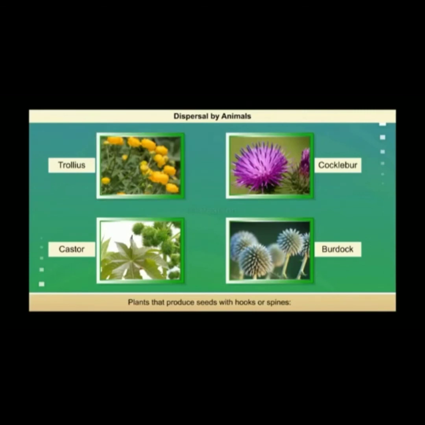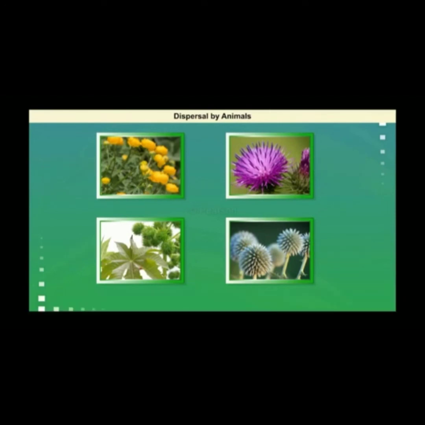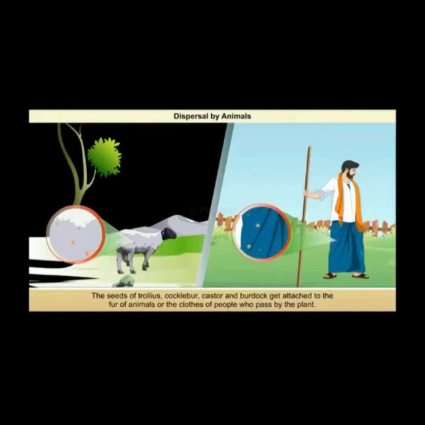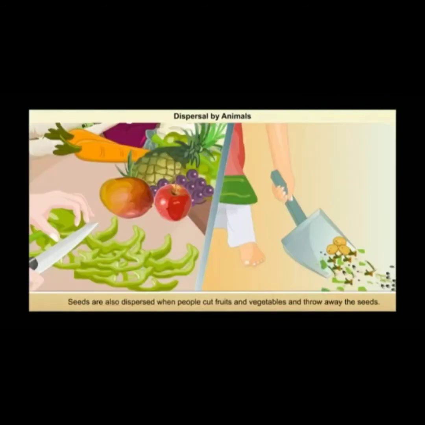Plants such as Trollius, cocklebur, castor, and burdock produce seeds which have hooks or spines. These seeds get attached to the fur of animals or the clothes of people who pass by the plant. This way, the seeds are carried and deposited in different places. When people cut fruits and vegetables and throw away the seeds, they aid in seed dispersal too.